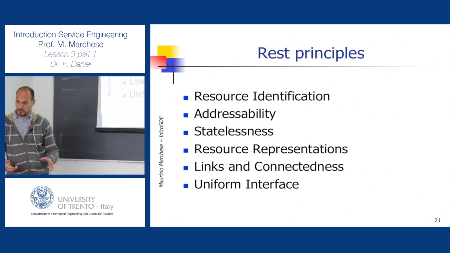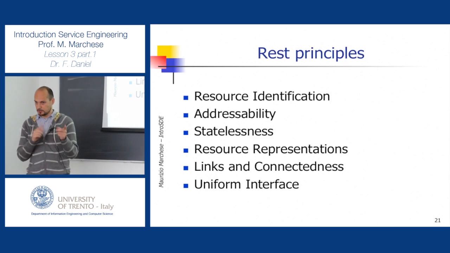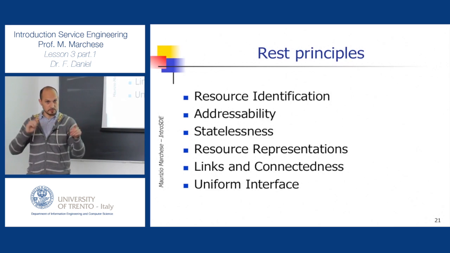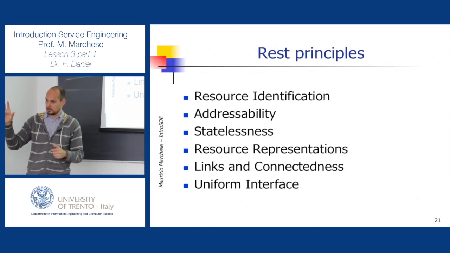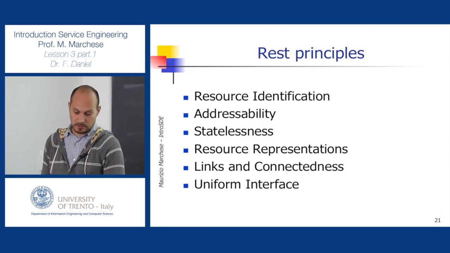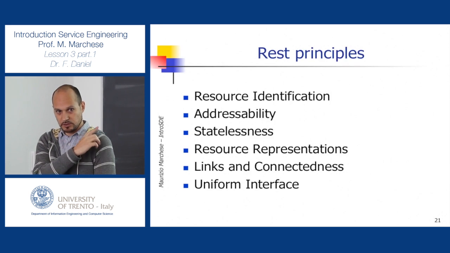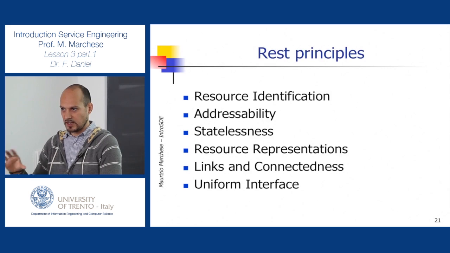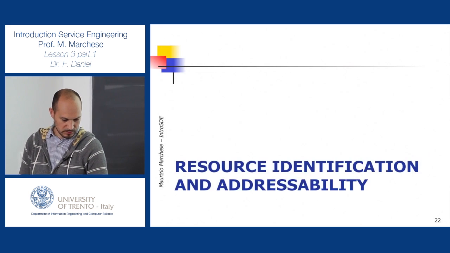Then we have the resource representations. We intuitively saw this already. We have links and connectedness. You can have links among resources. It's useless to have just the resource of books somewhere in the web. So probably you want to link the book resource with the user who bought the book or so on. And then finally, the uniform interface. The uniform interface is more or less what I showed you just right now with these 4 or 5 HTTP methods. Let's go into these details.